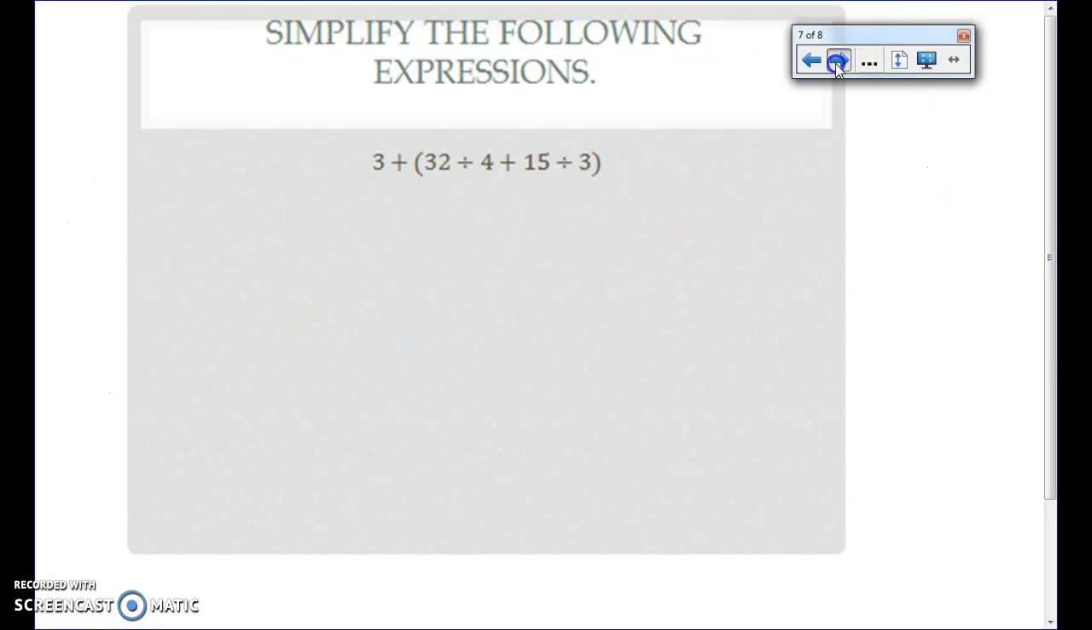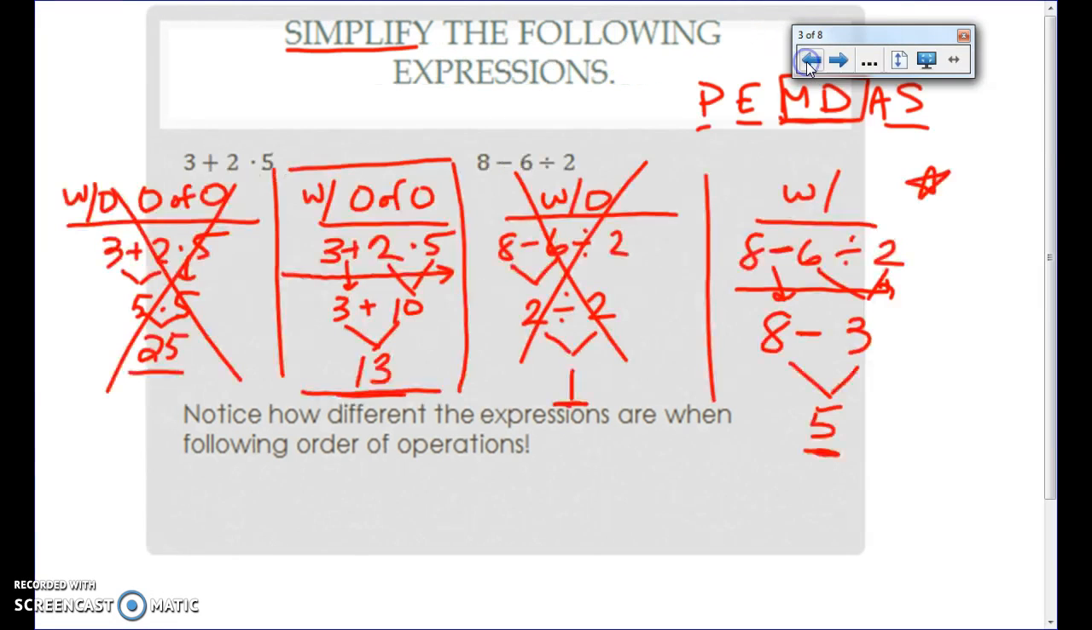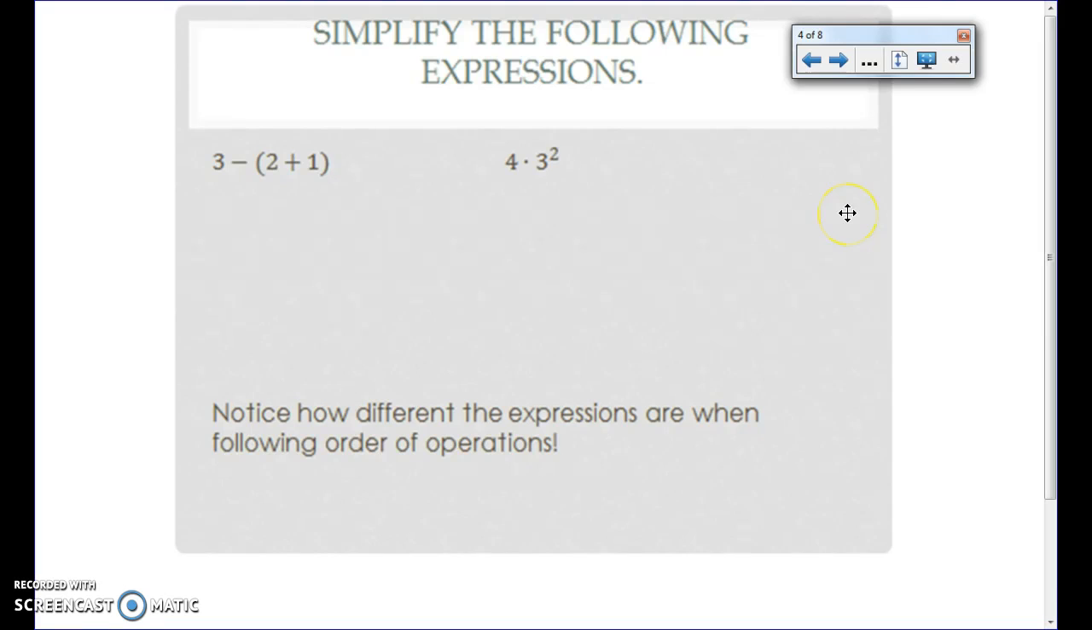Oop, that was way too many. Let's see if I can go back. Again, I want to show you the difference if you do and do not follow order of operations. Without and with.